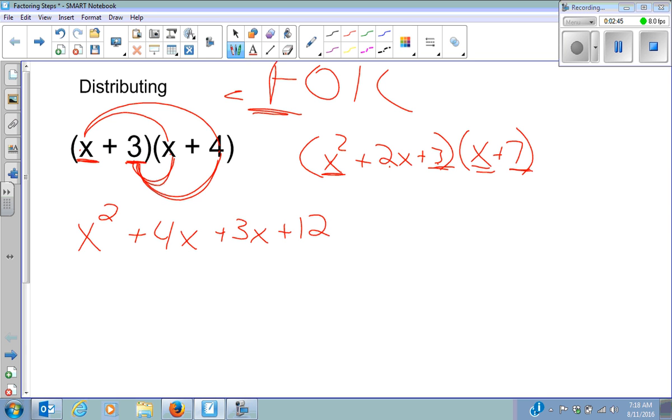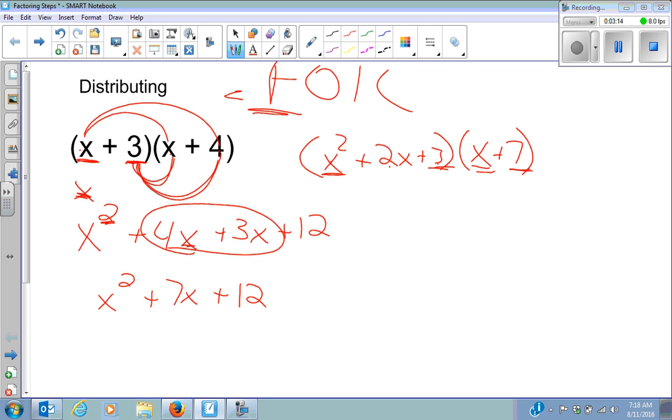Now, are there any like terms that I can combine here? I can combine these. I cannot combine this with that. This is an x squared. This is just x's. They do not combine. Everybody with me on that? So I can simplify this to x squared plus 7x plus 12. How are we so far? A little head nod helps me out.